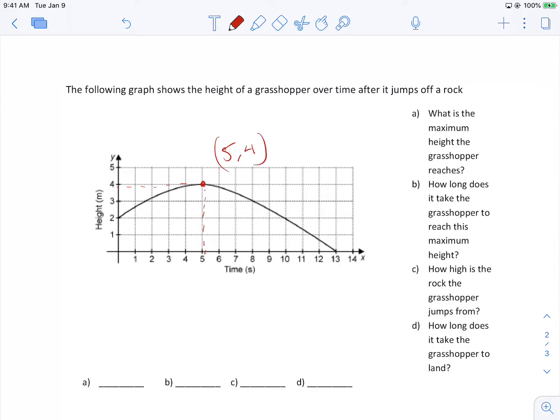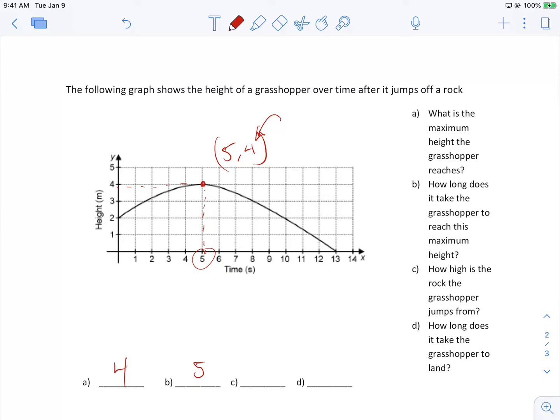How long does it take to reach this maximum height? Oh, first we've got to write down the actual answer to A. What was the maximum height? That is our y value here. So we said that was going to be 4. How long did it take to get there? Well, that's where our 5 seconds comes into play. What that means is at 5 seconds in this equation, our grasshopper reached a height of 4 meters.